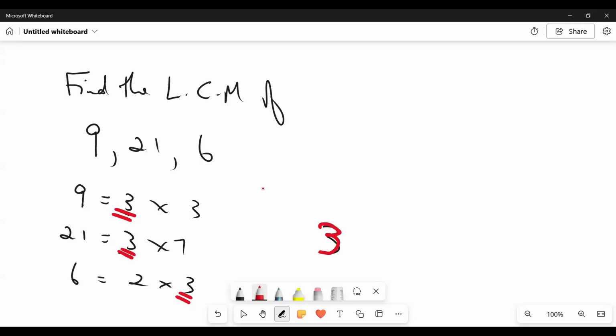Good. But we have to represent the other factors. There's a 3 here. Let me use another color maybe. Green, yeah. This 3 here. There are no other 3's, but we got to represent it because it happens to be a factor of 9, right? So we got a 3 there. We got a 7 here. 7 is nowhere else. We got to put a 7. And then we have a 2 here. It's nowhere else, but we got to put a 2.